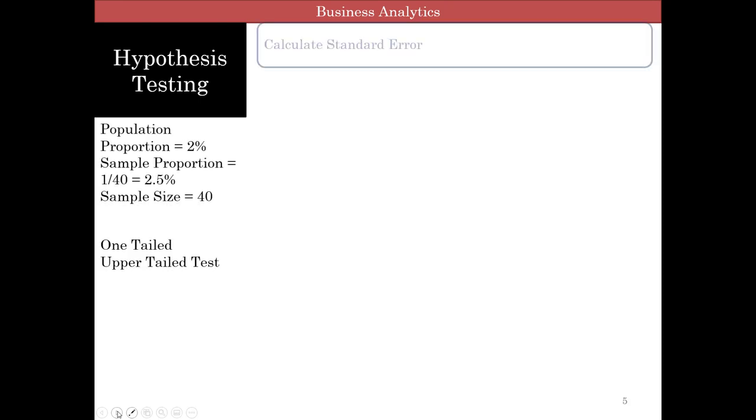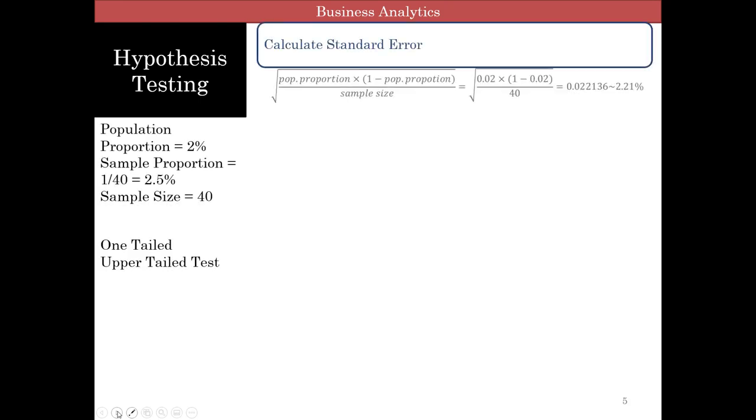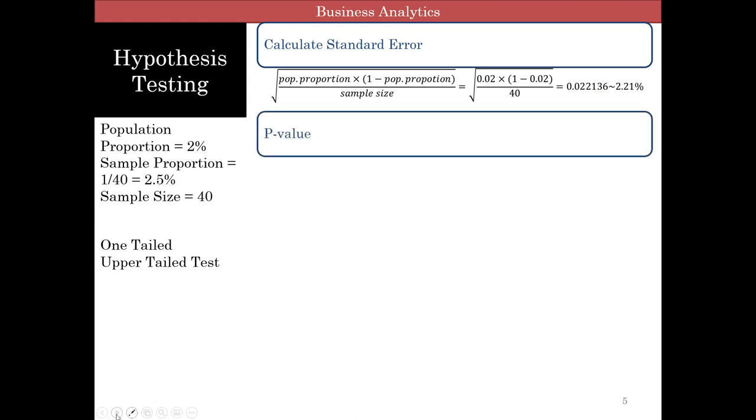We use the p-value method and the critical value method again. But before we do that, we use standard error. Now, standard error for a binomial distribution, you have to use the square root of population proportion multiplied by 1 minus population proportion, divided by sample size, which gives you about 0.0221. And this is what we're going to use.